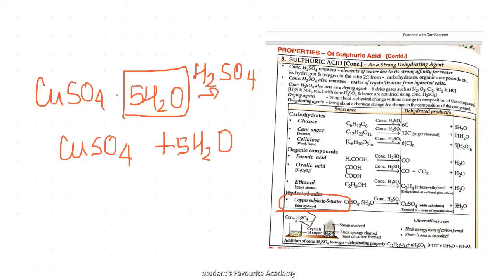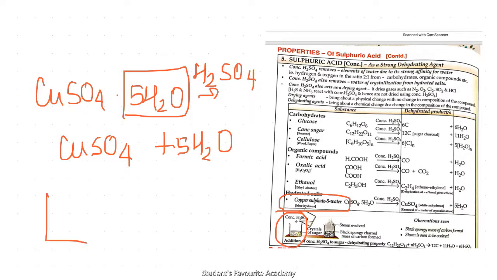Alright, so this is how the things are being carried out, children. If you see, these are the crystals of sugar. Concentrated sulfuric acid is being acted on this. Then steam is being evolved, and a black spongy charred mass of carbon is being liberated. Means the 6 molecules of water are being removed in the form of steam, and we are left with only a black charred mass of carbon. These are the observations which we are seeing.